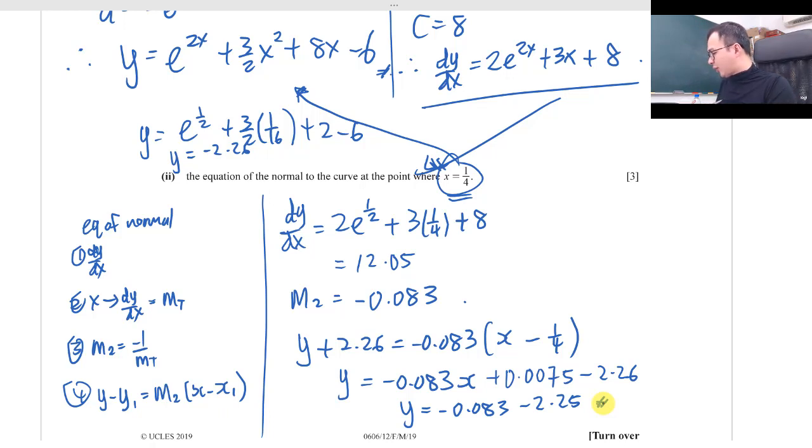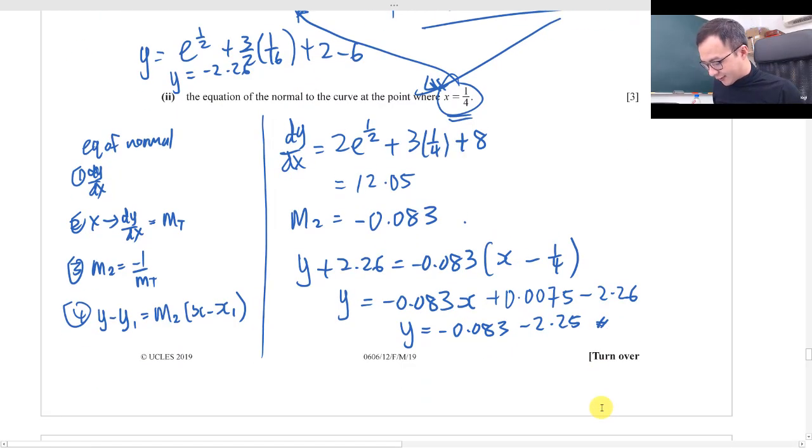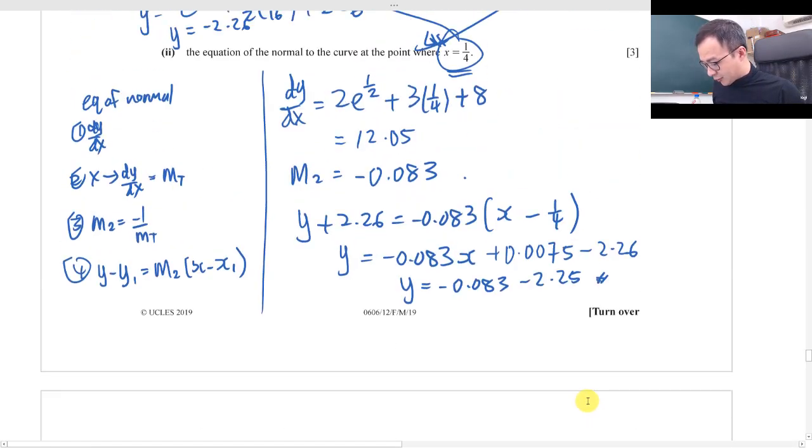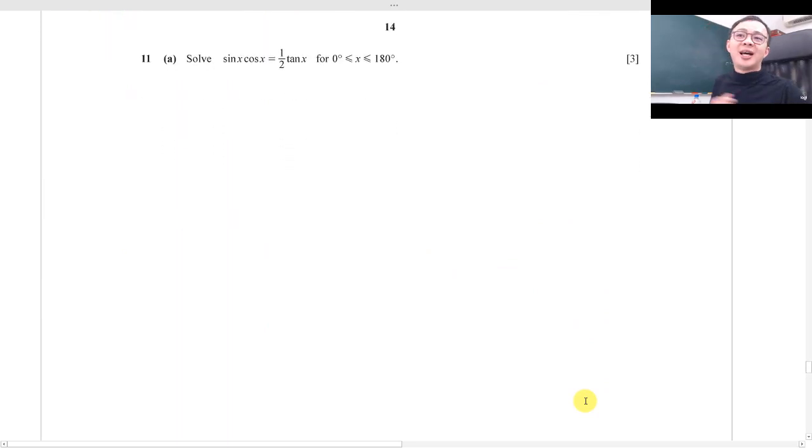But I get 1 over 12. Let me see, is 1 over 12 the same value as mine? Yup. So, even though it's a bit weird, it's correct here. So, let's go to the last question of this paper.